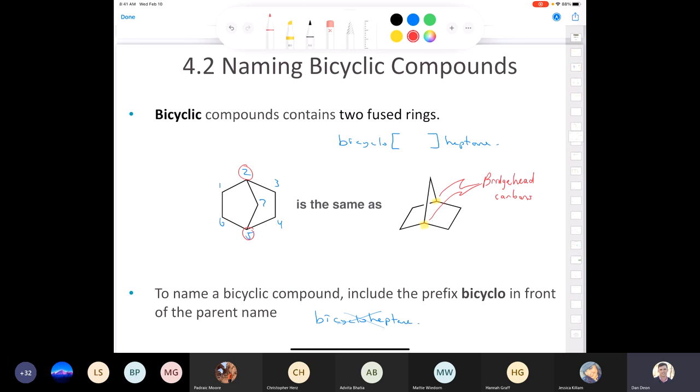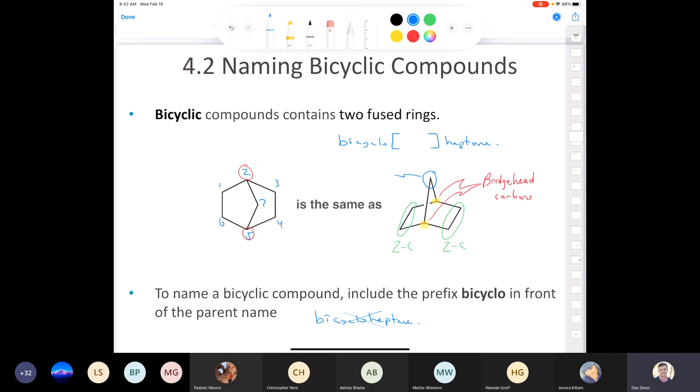Well, the numbers that go in here are the number of carbons that are in the bridges. So this is a bridge here. Maybe I'll use green. This is a bridge here. This is a bridge here. And this is a bridge as well. How many carbons are in each of these bridges? Maybe I'll use blue for this one here. The two bridges that are in green, how many carbons are in them? There are two carbons in this bridge, and there are two carbons in the other bridge in green. The bridge that's in blue, how many carbons are in that bridge?